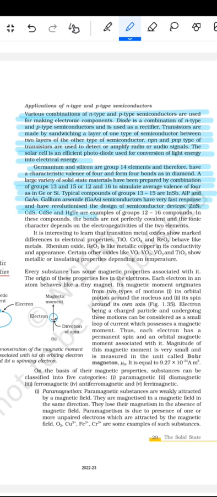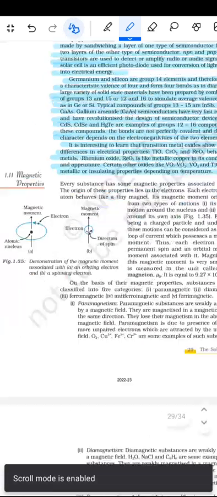ZnS, CdS, CdSe, HgTe are examples of group 12 to 16 compounds. In these compounds, the bonds are not perfectly covalent and the ionic character depends on the electronegativity of the two elements. It is interesting to learn that transition metal oxides show marked differences in electrical properties. TiO, CrO2, ReO3 behave like metals. Rhenium oxide ReO3 is like metallic copper in its conductivity and appearance. Certain other oxides like VO, VO2, VO3, TiO3 show metallic or insulating properties depending on the temperature.